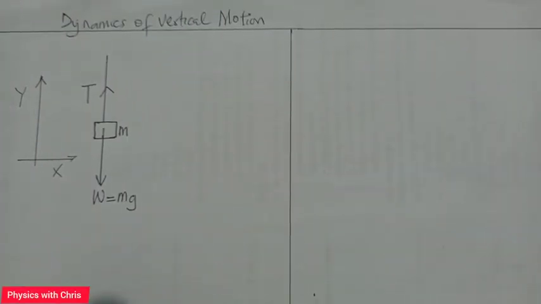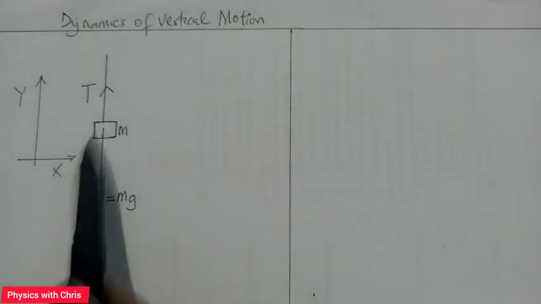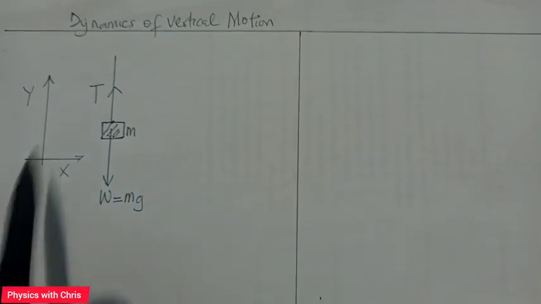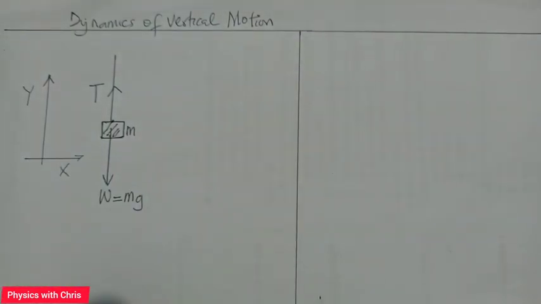Now, still on dynamics of motion of bodies, we'll come to this aspect of the dynamics of motion, that is looking at the dynamics of vertical motion. I've already drawn my free body diagram on the body of mass M, and also drawn the coordinate system, my y and x coordinate system.